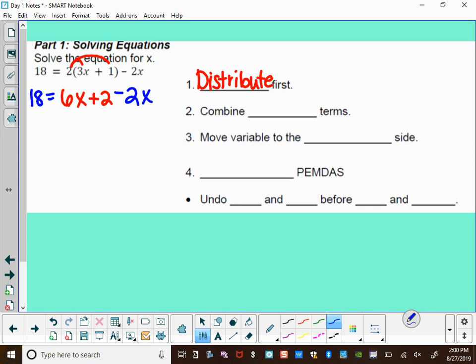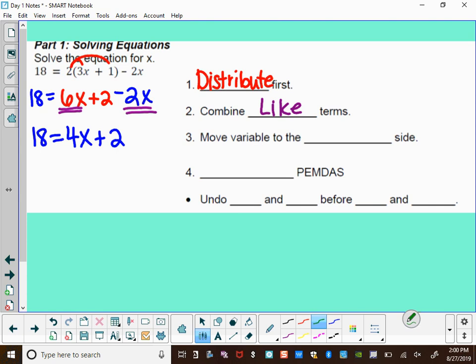Alright. So, next it's going to tell me to combine like terms. Let's do it again. Combine like terms. What are my like terms here? 6x and 2x. So, I have 18 equals, what's 6x minus 2x? 4x plus 2.